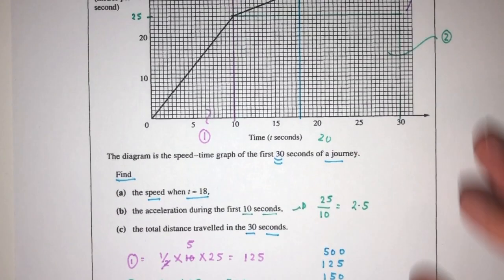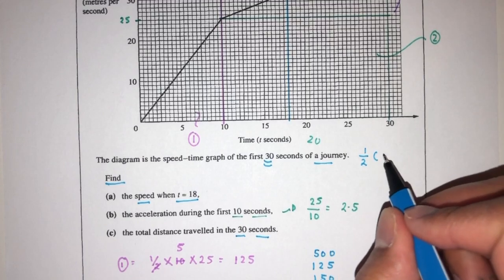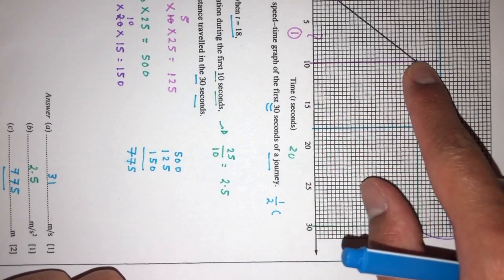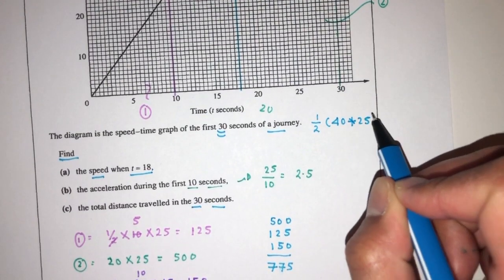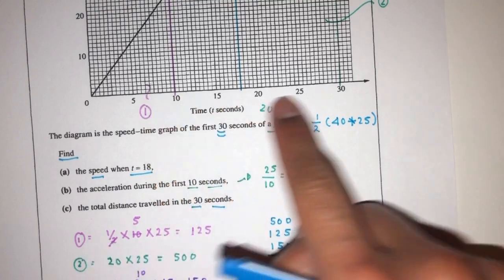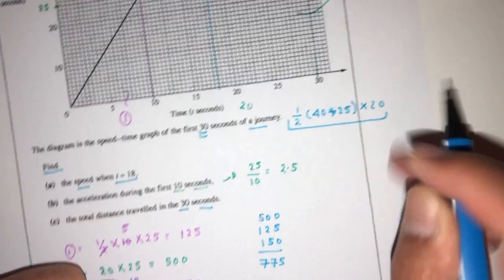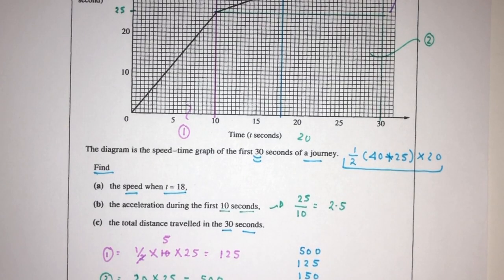Now, of course, if you want to look at this as a trapezium, you can always use the formula, which is half times the sum of the parallel sides. If you look, these two sides are parallel with each other. That will be 25, and this has to be 40. So that will be the sum of 40 plus 25, times the height in between. The height in between will be this one. That should be 20. Okay, so that will be another way to find the distance traveled for this graph.